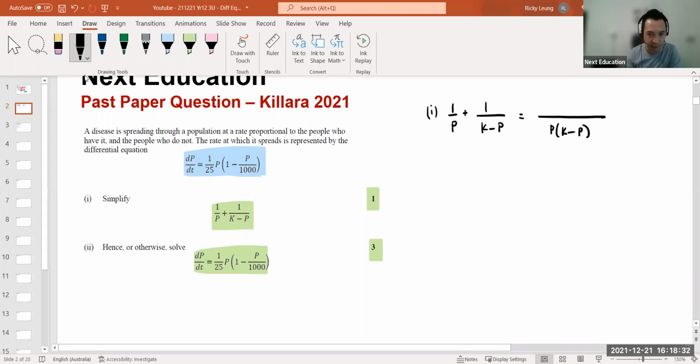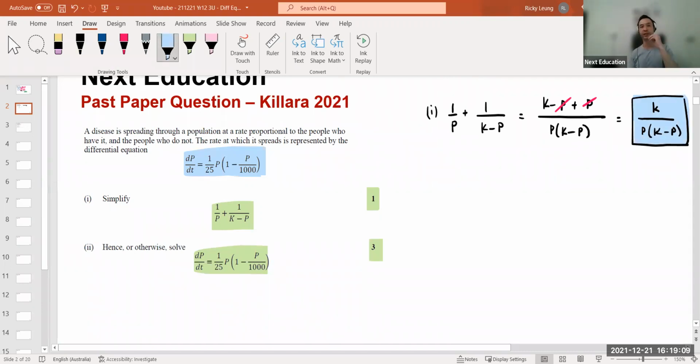In this case, the k, I believe, is going to represent the maximum growth, and I'll show you a graph later of what the shape of this looks like. So guys, common denominator: k minus p plus p, beauty, because then the p's cancel out, and you get k, which is a constant, on top of p times k minus p. Right, great. That's my answer.